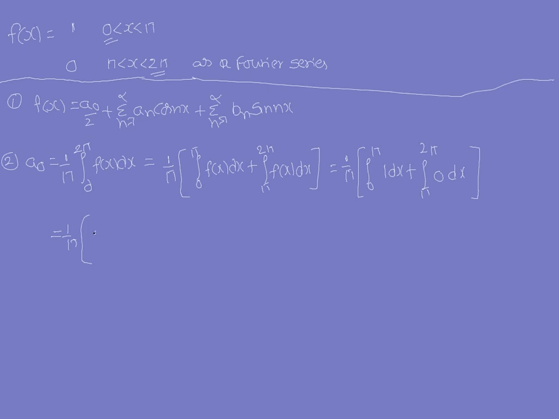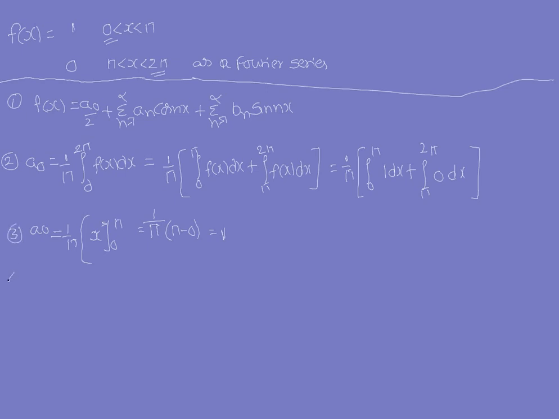So integration of 1 is x, between the limits 0 to π. So that is equal to (1/π) times (π minus 0). So π divided by π, you are left with 1. So a0 value is equal to 1, you got it as 1.